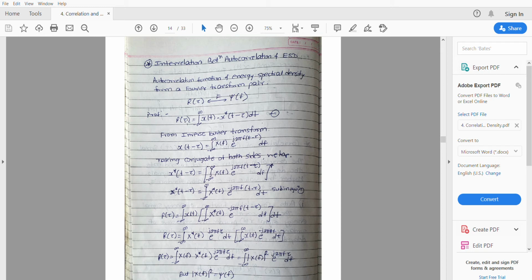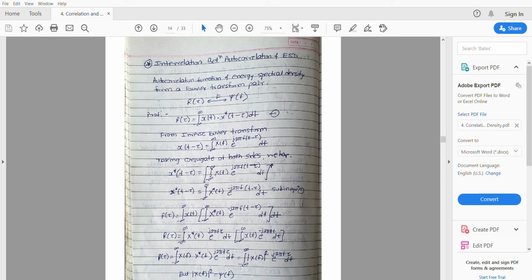As we already saw, autocorrelation is the integral of x of t into the complex conjugate of x of t minus tau, dt. Now here we are using the inverse Fourier transform formula in place of x of t minus tau. We are writing it in terms of the inverse transform. So x of f into e raised to j 2 pi f, in place of t we are substituting t minus tau, integral with respect to df, because it's an inverse Fourier transform formula. Take the conjugate on both sides.